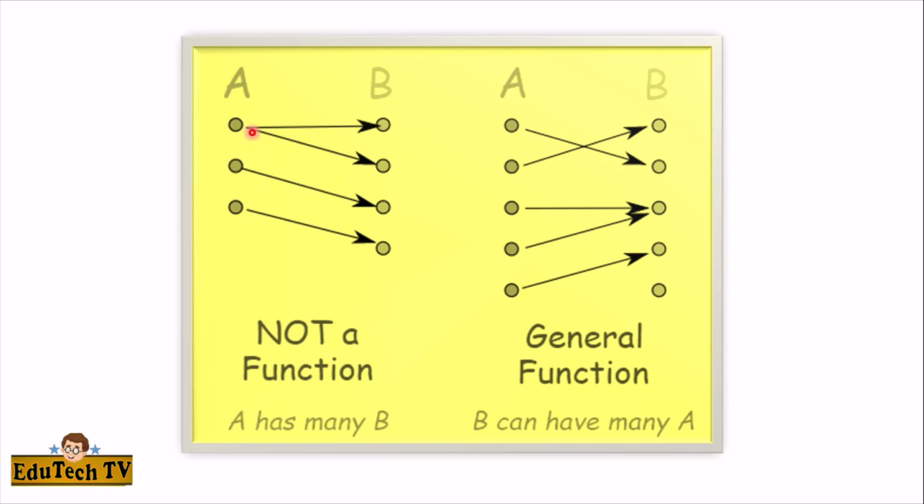Okay, for you to understand this function, let's have this. So, this was the illustration for function and the general function. As you notice here, yung A natin, meron siyang dalawang output. So this one is not a function. Na dun sa general function natin, B can have many A. Halimbawa, dito. Yung B natin, meron siyang dalawang A. But since all A's here have only one B, then this one represents a function.